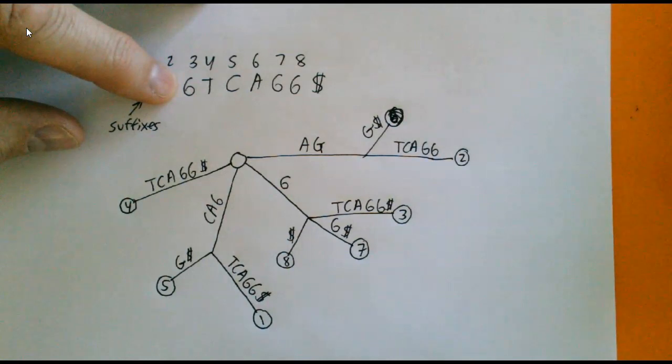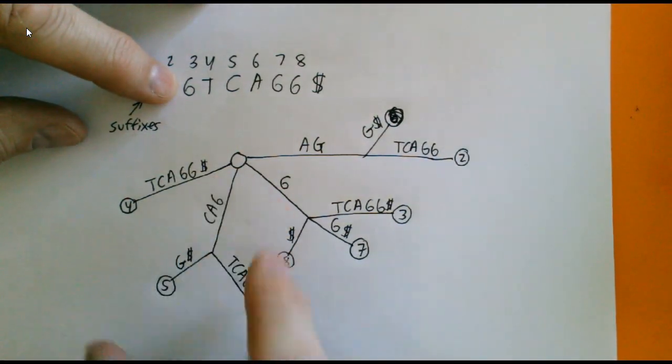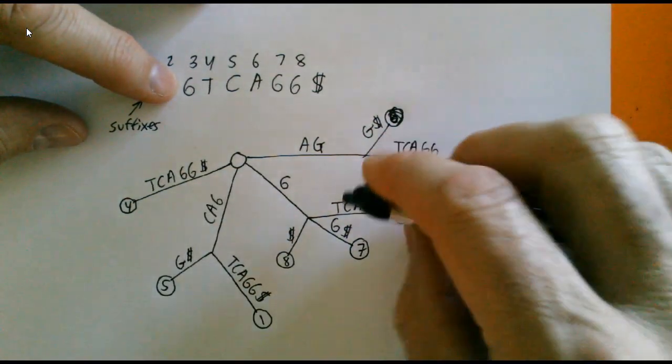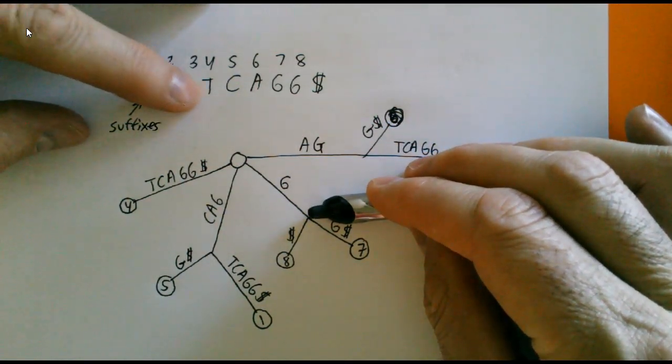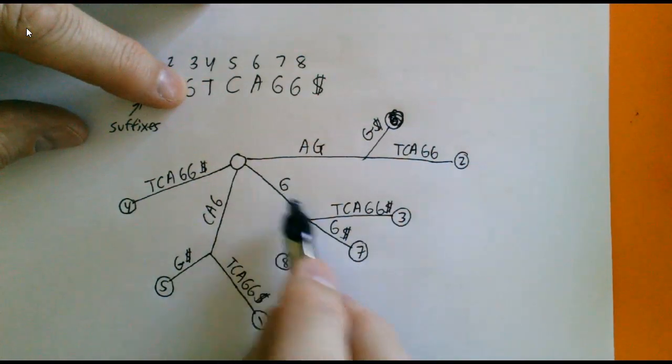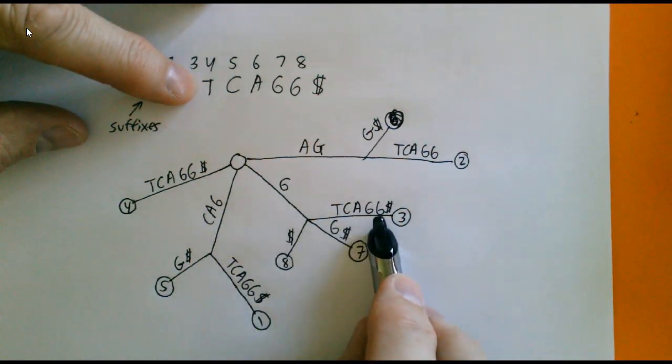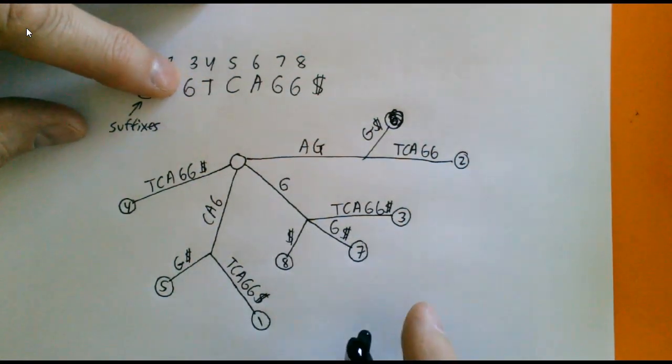Then we move to the 3rd. Do we have a G branch? We do. Do we have a GT? And at the time, the one I'm hiding didn't exist. We just had that. No, we didn't have a GT, so we had to create the G, and then there's the rest of it, TCAGG$, and that was the third one.